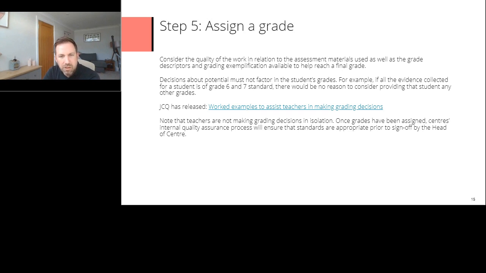There are some worked examples to help assist teachers in making those grading decisions, and those are again available on that JCQ website under the 2021 arrangements for this year.